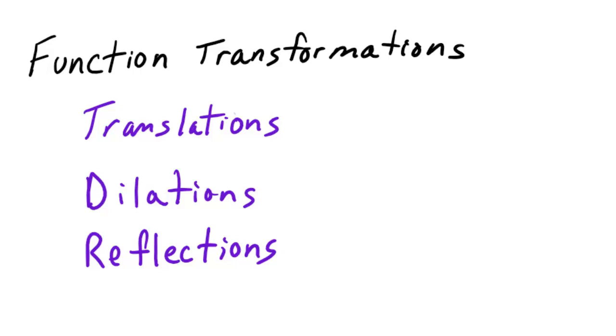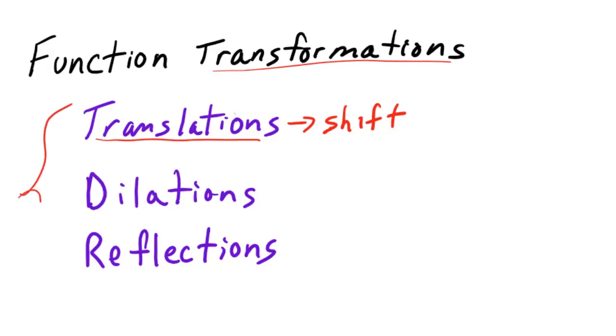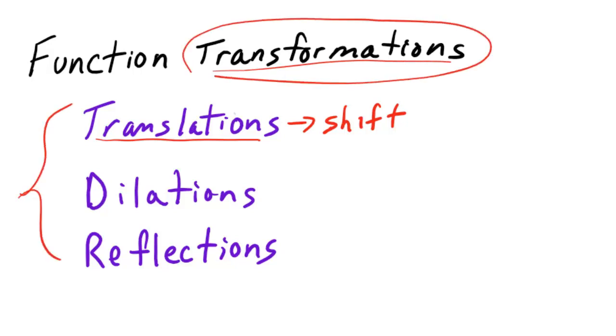And the first one is translations. In this video, I'm going to use the word shift to represent a translation because translation sounds too much like a transformation. As it turns out, all three of these are types of transformations. So I'm going to use the word shift instead of translate, but the official word is translate.